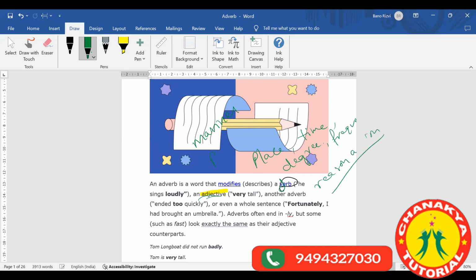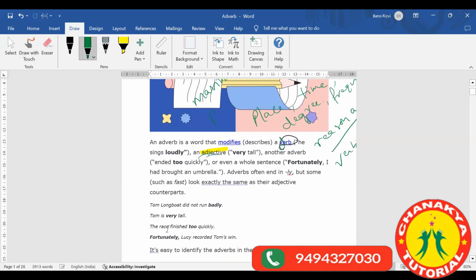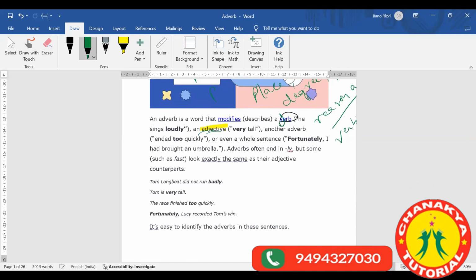We are talking about the verb here, right? So the action is done here. Fine. Mostly adverbs end with ly, but it is not necessary that they should end with ly. In a talkative way, we can say an adverb is something between a verb and an adjective. So it tells about the verb.